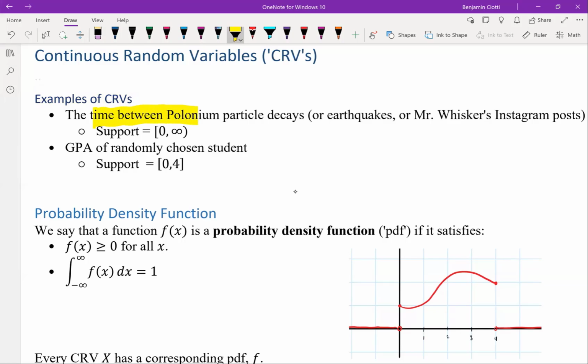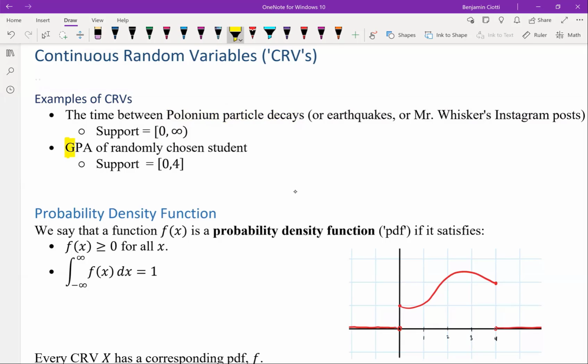Let's say the time between radioactive particle decays, say of polonium, which I used in an earlier example. Previously, we were looking at the counts of the number of particle emissions that were observed for a sample of polonium. Well, what if instead you were keeping track of the time between particle emissions? The time between emissions would be a continuous random variable. Or how about the time between earthquakes or the time between Mr. Whisker's Instagram posts? All of those are continuous, with support being all non-negative real numbers.